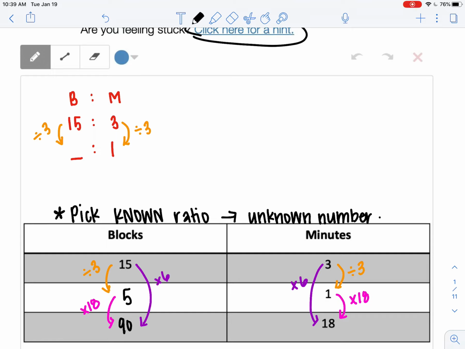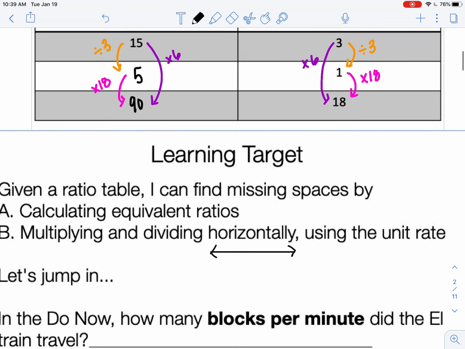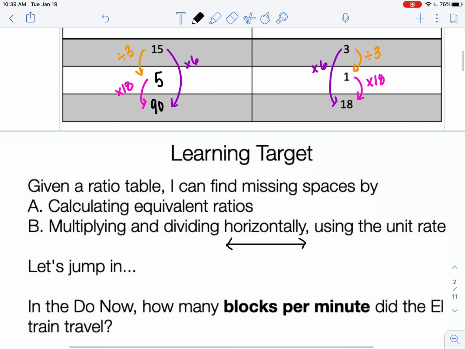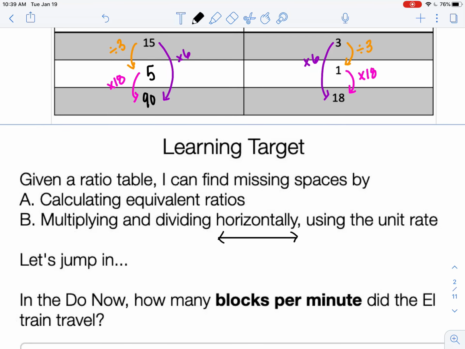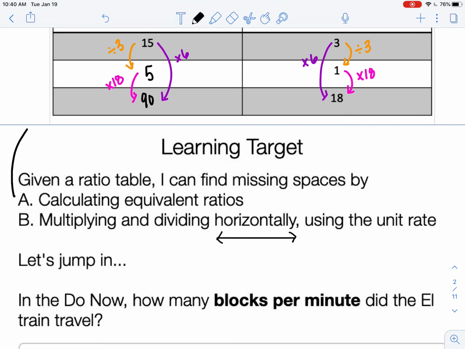Now, today, our learning target is, given a ratio table, I can find missing spaces by calculating equivalent ratios. Now that's what we did right up here. Or by multiplying and dividing horizontally, that means side to side, using the unit rate. And you might remember that the unit rate is simply the rate per 1.